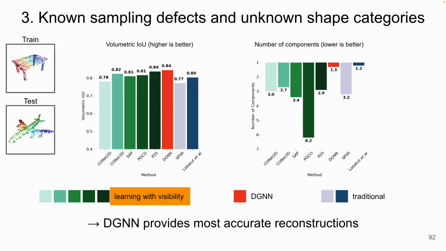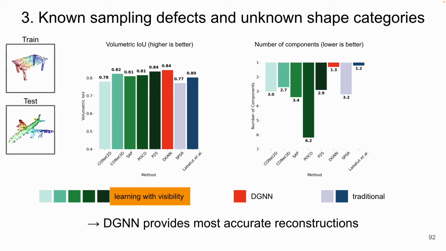Now for the third experiment, where we trained on known sampling defects and tested on unknown shape categories, we saw that other learning-based methods greatly improved with added visibility information. So to make this a fair comparison, I show the results of the other methods with the added visibility information. So this is with the modifications I introduced in the third part of the presentation. And then these methods perform almost on par with DGNN. However, DGNN still produces a more compact surface.